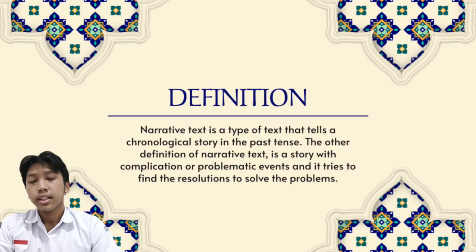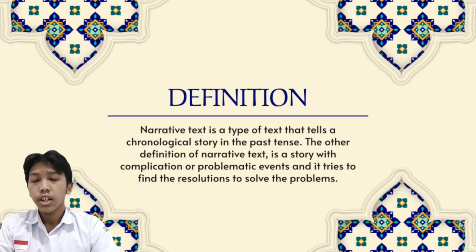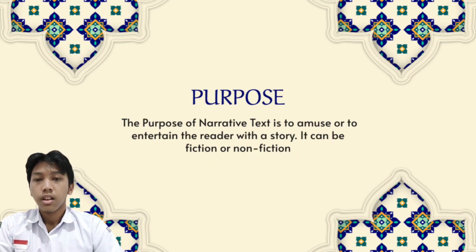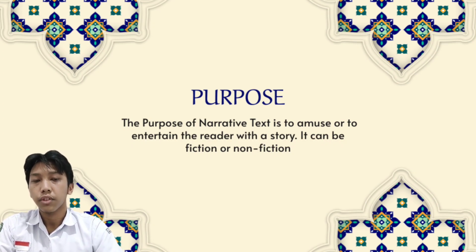Okay, so what is a narrative text? Narrative text is a type of text that tells a chronological story in the past tense. The other definition of narrative text is a story with complication or problematic events, and it tries to find resolutions to solve the problem. And the purpose of the narrative text is to amuse or to entertain the reader with a story. The narrative text can be fictional or non-fiction.